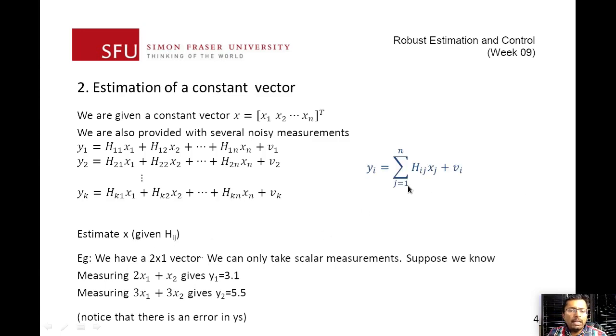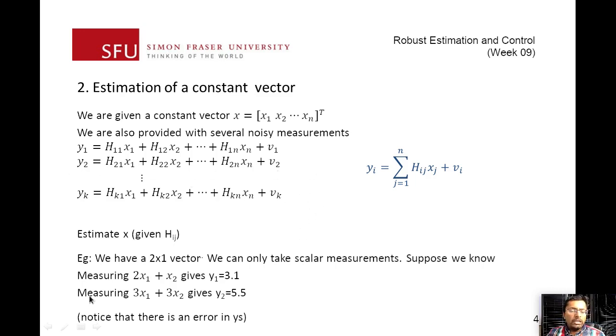So what we do mathematically is we can write all of these equations as a summation. I basically write the first equation here, where i runs from 1 to k. So I say yi is the sum of hij times xj plus vi, where j runs from 1 to n. Essentially, each of these terms represents the term over here, and this summation represents each one of these lines over here.